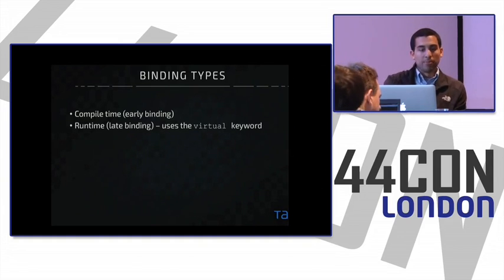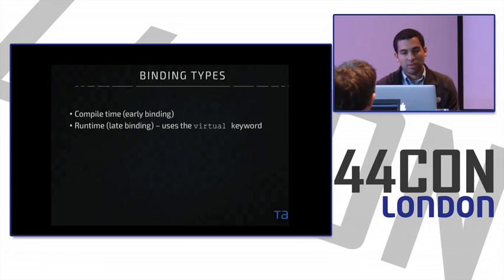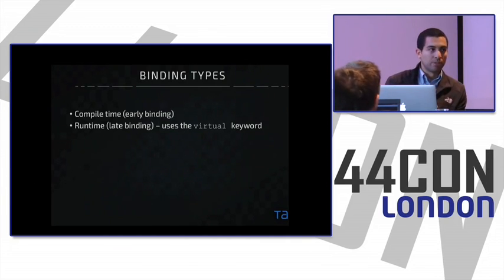Runtime or late binding utilizes the keyword virtual. Now what that means is no longer is the compiler able to figure out, okay, where is this function that I'm trying to invoke in this class? It's going to have to actually dictate that based on some other information. So what other information could it use? And what exactly is the benefit of using the virtual keyword?